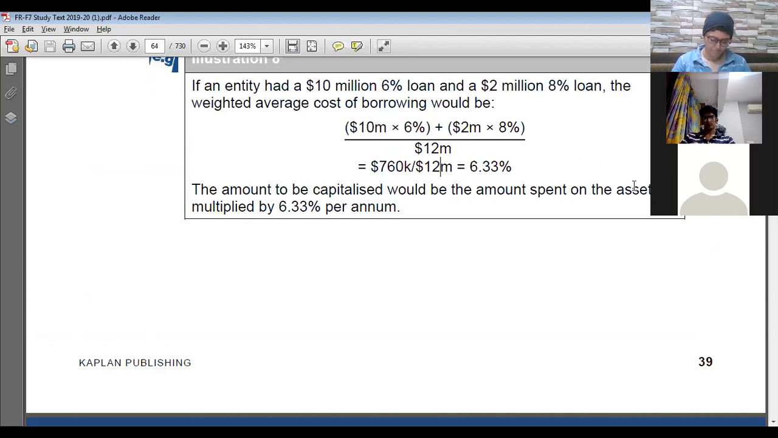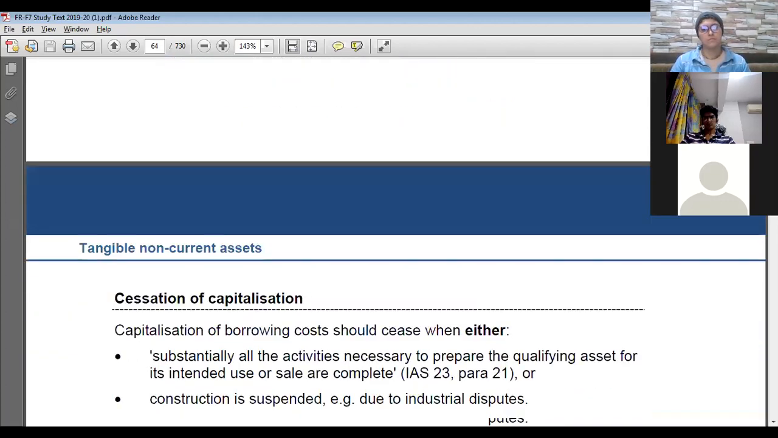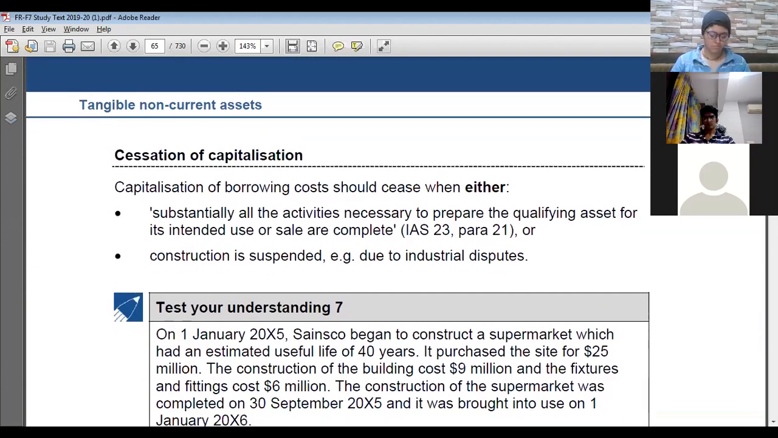So हमारा जो भी total cost आएगा, we will find out the cost at 6.33%, and that only we will capitalize into cost of asset. So ये हो गया हमारा weighted average cost. Another important aspect is cessation of capitalization.